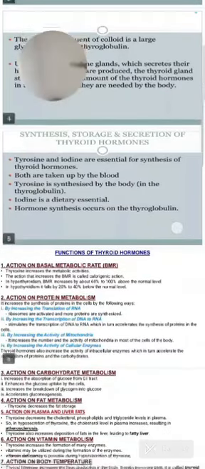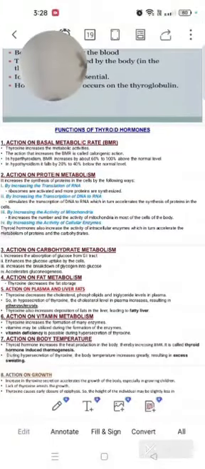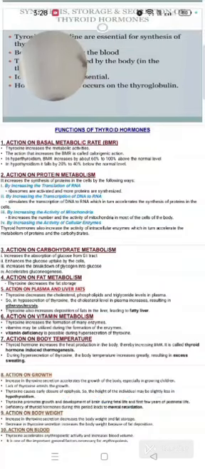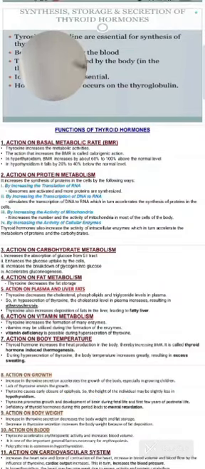Now we'll see the functions of thyroid hormone. The first is the action on basal metabolic rate. Thyroxine increases the basal metabolic rate. The action that increases the basal metabolic rate is termed calorigenic action. If the secretion increases, it is termed hyperthyroidism, and if the secretion decreases, it is hypothyroidism.